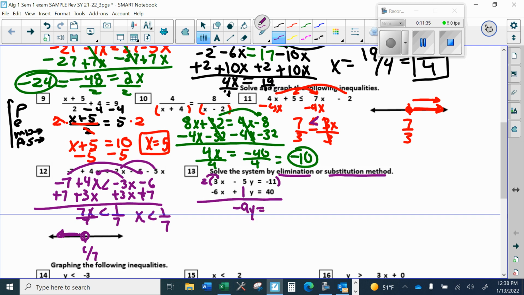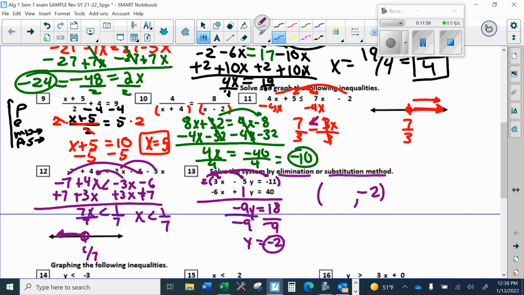And so I'm just distributing this through here now. And then I have 2 times negative 11 is negative 22. So I read that as 40 minus 22, which is 18. And last step, divide by negative 9, sorry. And y equals negative 2. I'm not done. Remember, I'm solving a system. I'm looking for x comma y. So the y coordinate is negative 2, and I need to solve for the x coordinate.